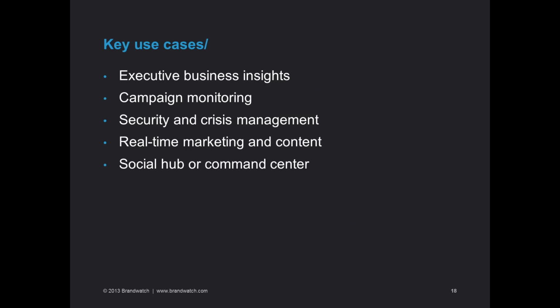And of course, there's the traditional social hub or command center, the sort of physical room with the screens where your social team can keep track of social data. But we think that due to the flexibility, it could also be used for other teams as well. For example, your product development team could look and have information about product feedback, or your customer service team can keep track of customer service conversation online and act on that.